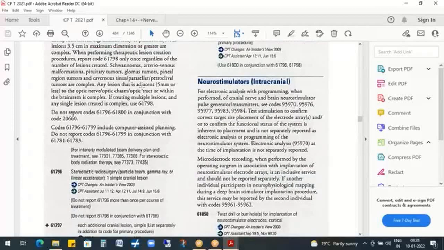Now you can see the code descriptions. 61796 means simple cranial lesion, and what is the diameter? Less than 3.5 centimeter. Now take one question and give me the answer. 6 simple cranial lesions are destroyed by using stereotactic radiosurgery.